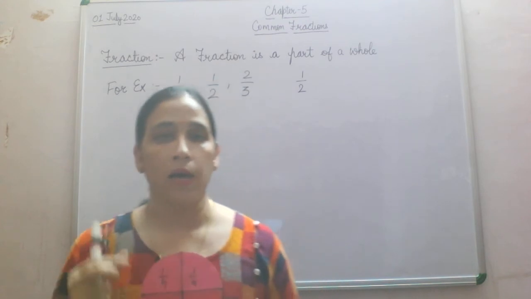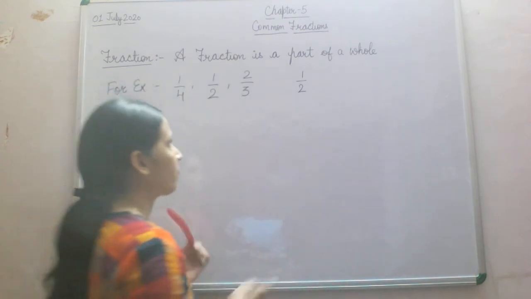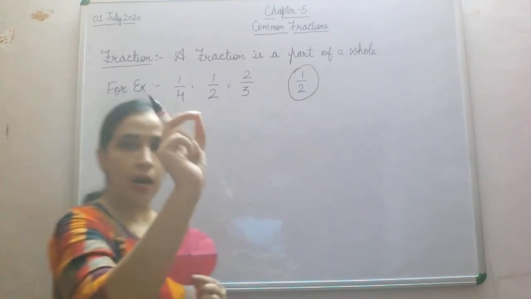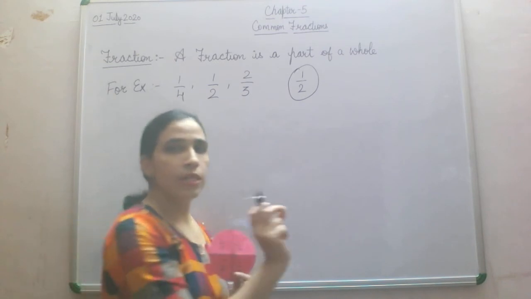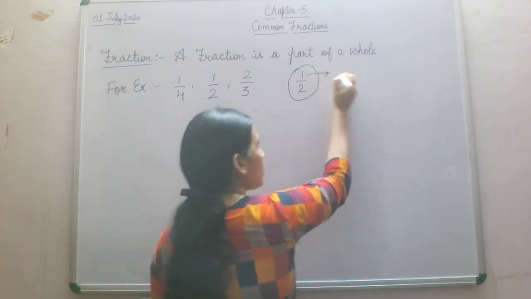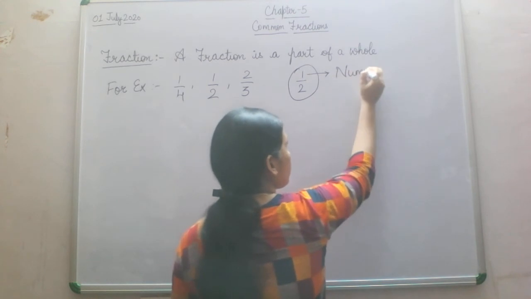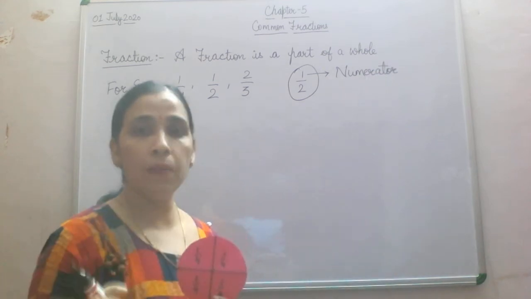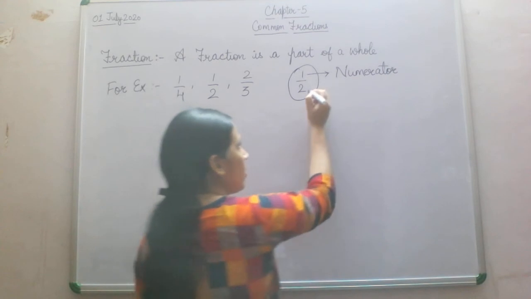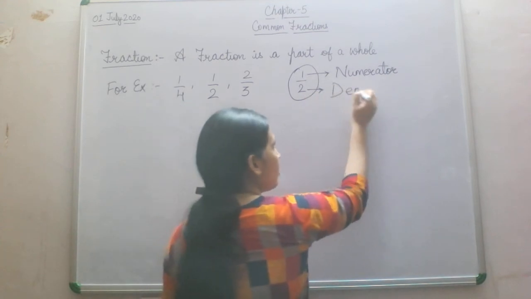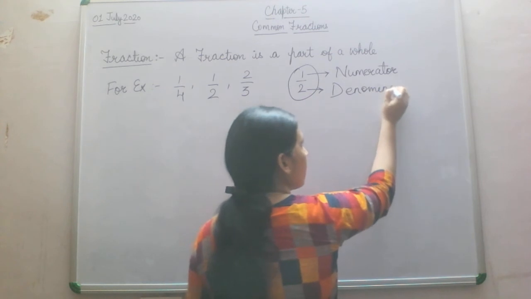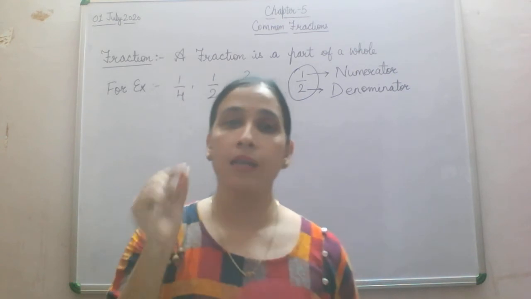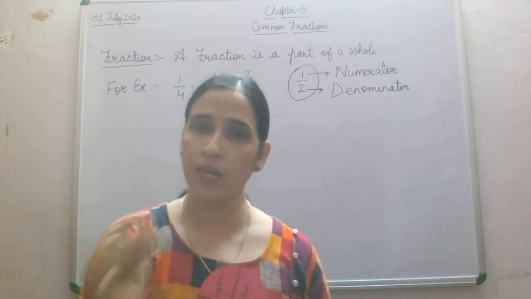Now children, in the fraction you have 2 parts. One number you have written up and one number you have written down. The number which is written up is called the numerator, and the number which is written down is called, yes, correct, the denominator. You have done all these basics earlier also, but the concept must be clear, so we are taking it again.